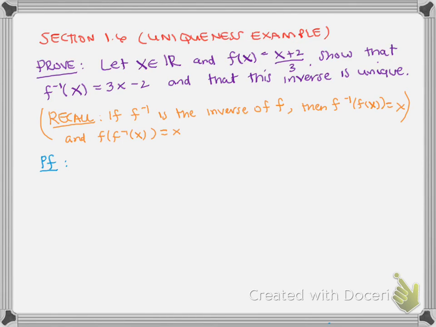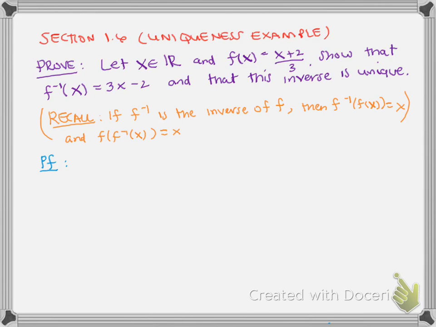Let x belong to the reals and f of x equals (x plus 2) over 3. Show that f inverse of x equals 3x minus 2 and that this inverse is unique. So there's a two-parter, and more than likely, unless the first part of the proof is given to you, you prove something exists first, and then prove that whatever you just proved is unique.